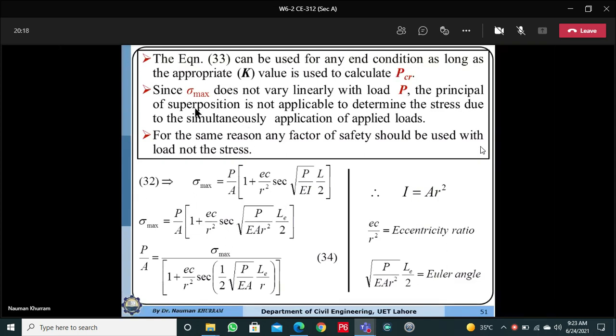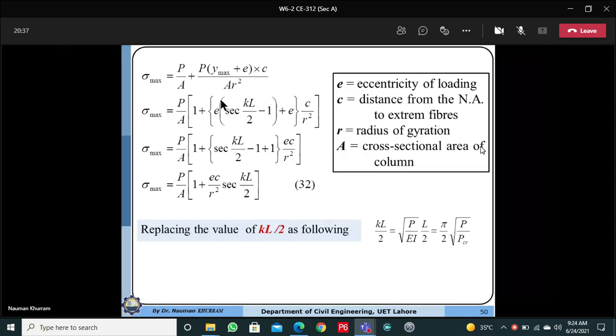So the principle of superposition is not applicable because the function is not increasing linearly. And if we want to use factor of safety, then factor of safety is always used with the load, not with the stresses, in the case of an eccentric column. What is the reason? And I will explain the principle of superposition also.